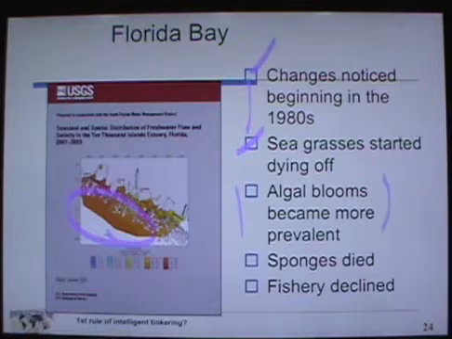A lot of algal blooms. Algae can grow in this stuff. The sponges died and the fishery declined. Economics are suddenly taking a hit.